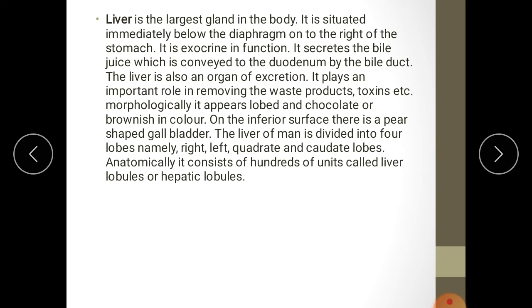So it is exocrine in function. It secretes the bile juice which is conveyed to the duodenum by the bile duct. So by the bile duct, the bile is conveyed to the duodenum.